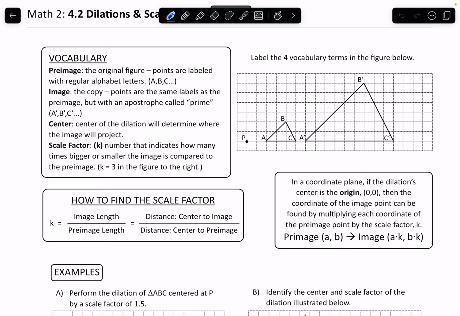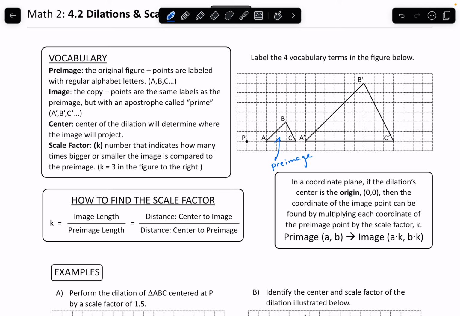So the way that you know the original figure, the points are labeled with the regular alphabet letters. All right, so capital A, capital B, capital C, if it's a triangle, those would be the letters that we used. So this smaller triangle right here would be the pre-image. And I know that because of the ABC, not because it's smaller. The pre-image is not always smaller than the image.